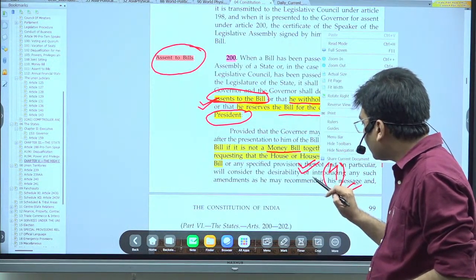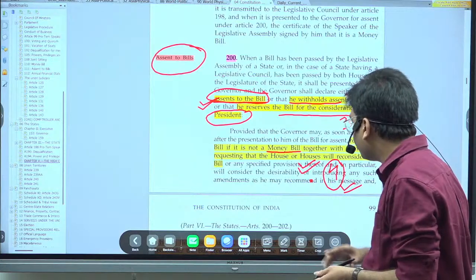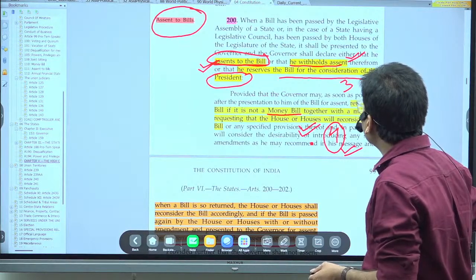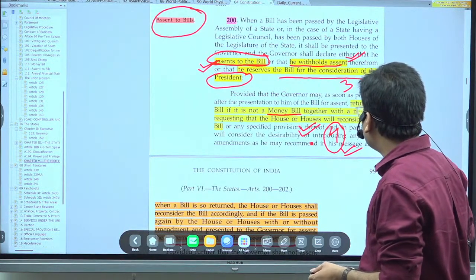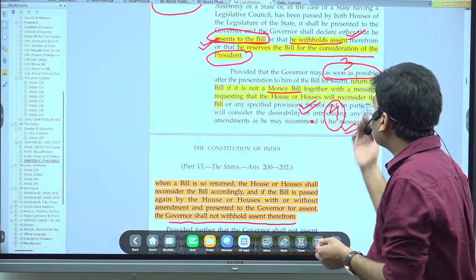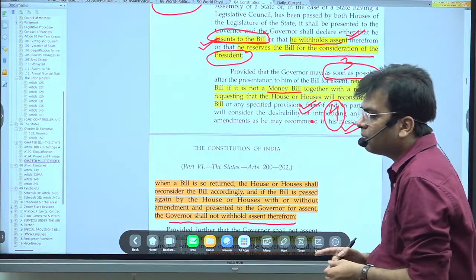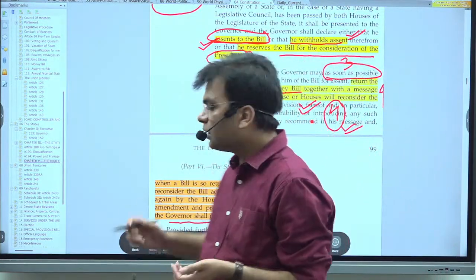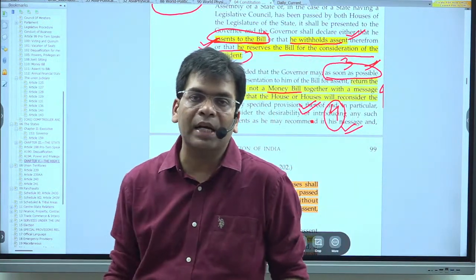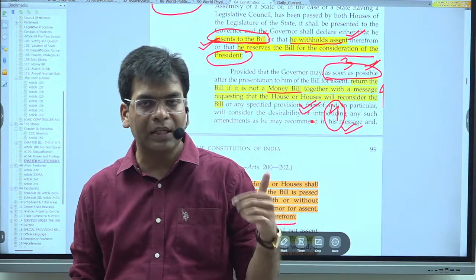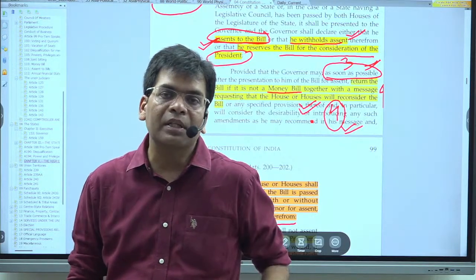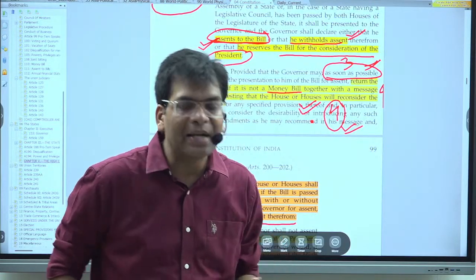The time has not been defined specifically here, but one thing has been mentioned: as soon as possible. The judiciary has considered this phrase, as soon as possible, to mean immediately. Here the Supreme Court has said it should be within 1 month in the case of reconsideration, and if it has not been reconsidered, within 3 months the governor should act. So it is a landmark judgment.